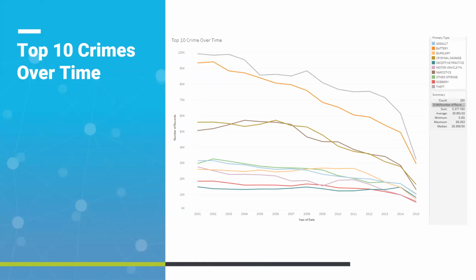This visualization was set up to identify the top 10 crimes via a filter and to plot them with each being uniquely identified in the graph. Using the filter to identify the top 10 allows us to pull those variables only into the graph. They are assault, battery, burglary, criminal damage, deceptive practice, motor vehicle theft, narcotics, other offense, robbery, and theft.